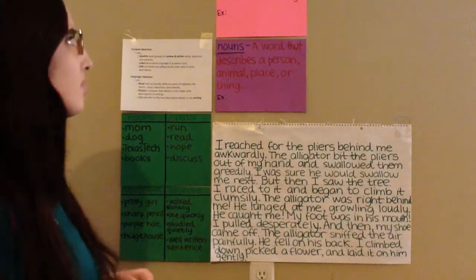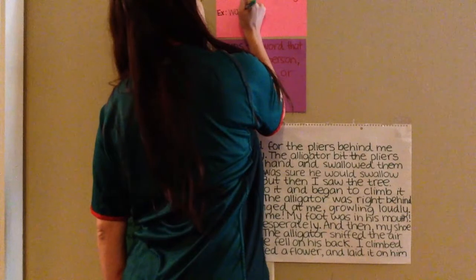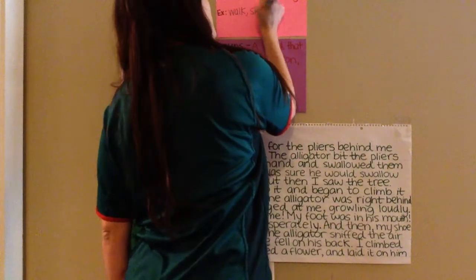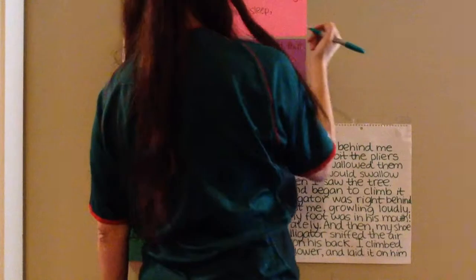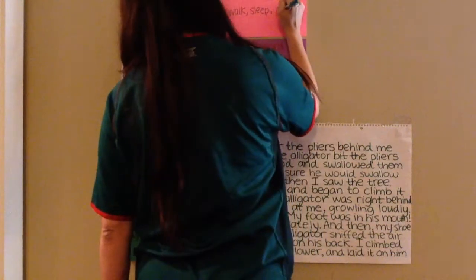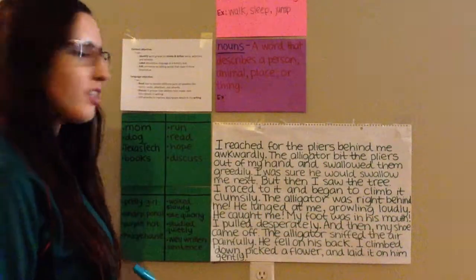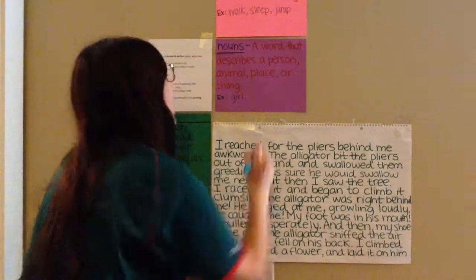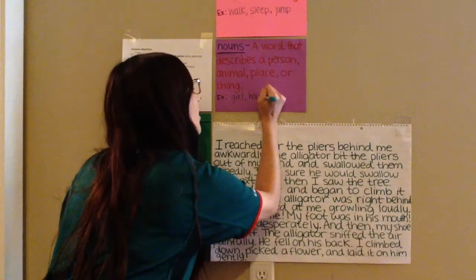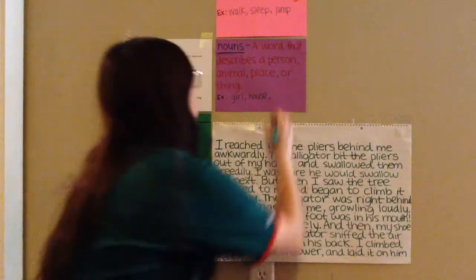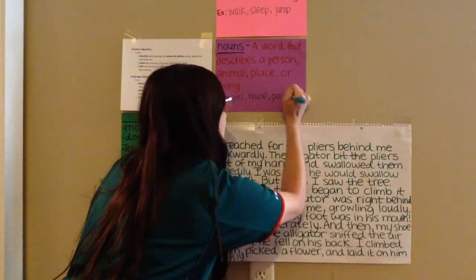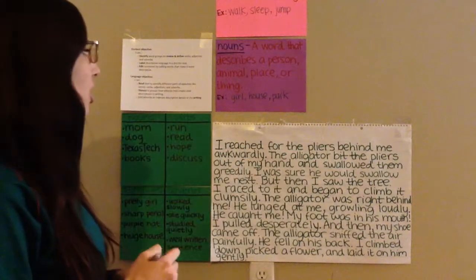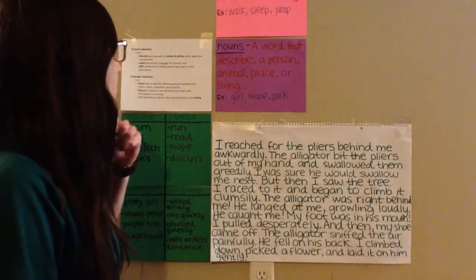Can you give me some examples of verbs? Okay, good. Walk. Another one is sleep. Good. And last one, jump. Good. Jump is another verb. What about nouns? Can you think of other nouns that we did not list earlier? Good. Girl is a noun. House is also a noun. Okay, the park is also a noun because it's a place. Good. So all of these words that we're using are describing nouns, and then earlier we were talking about verbs.